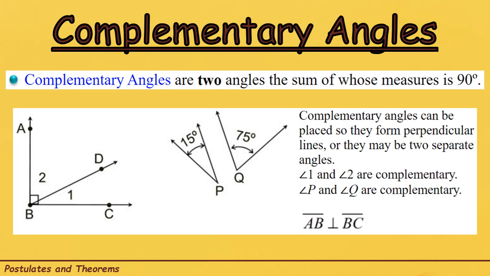Angle P measures 15 degrees. Angle Q measures 75 degrees. It is said that angle P and angle Q are complementary. Bakit kaya sila tinawag na complementary angles? Because if we are going to get the sum of the two angles, angle P plus angle Q, the sum is equal to 90 degrees. So therefore, angle P and angle Q are complementary.